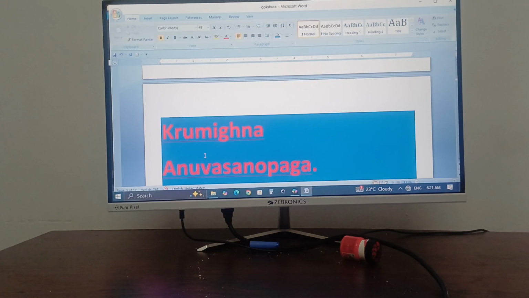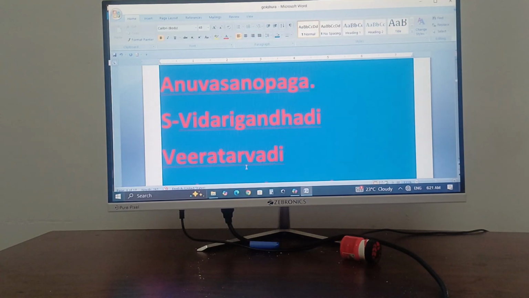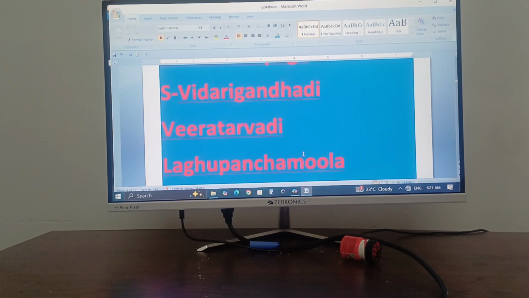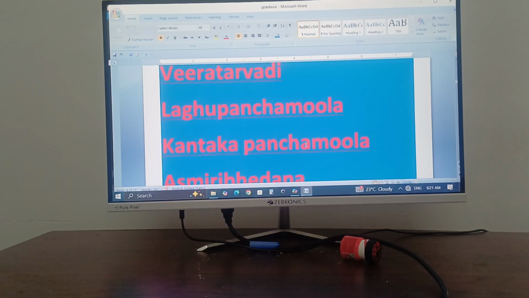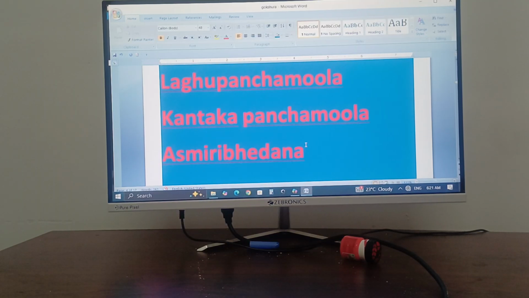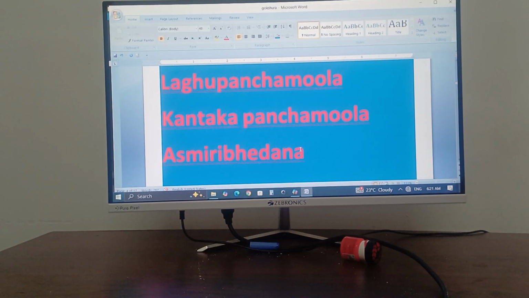But very few people are using it as Krumigna. Krumigna means Vedangam, people think that point only. But in this modern era, again we have to give much importance to Gokshura having Krumigna karma, that is the main pradhana karma. Now let us say according to Sushruta, it comes under Vidarigandhadi gana, Viratarvadi gana, Laghu Panchamula, Kantaka Panchamula. Ashmari Vedana.